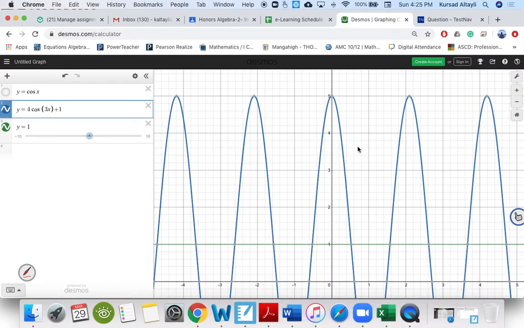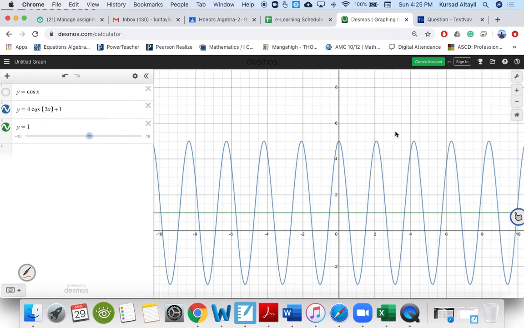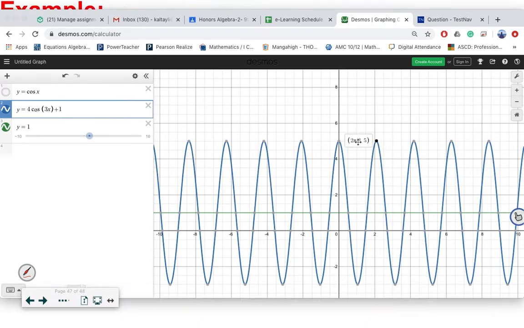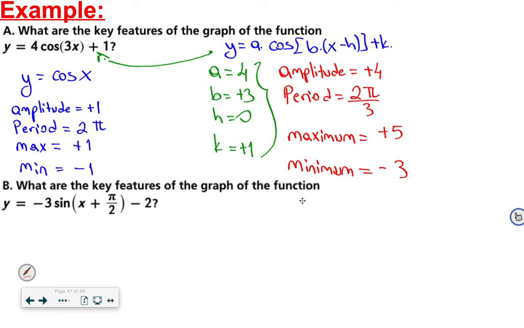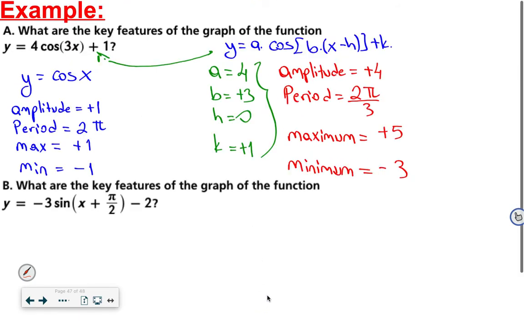And the period, you can understand, starts from here, and after that point your y value starts repeating itself. So what is your period? It is 2 pi over 3. 2 pi over 3 is your period. So we found the key features of the graph of this function correctly.